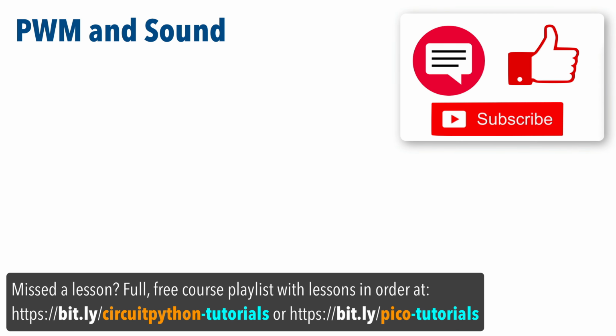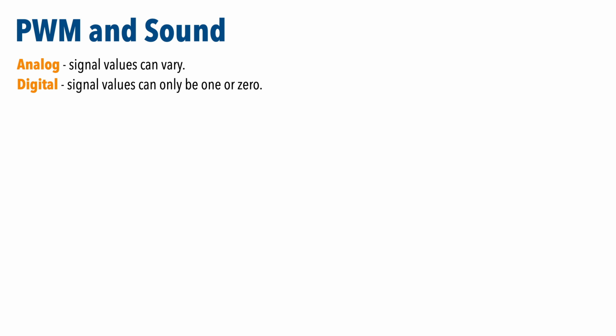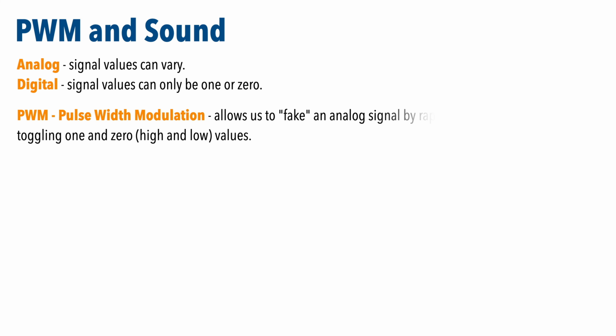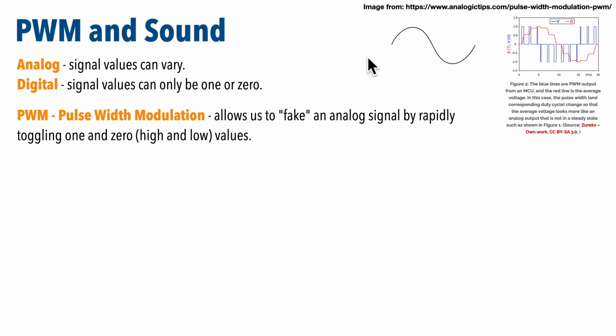Now we're going to be producing sound using PWM, and we've mentioned PWM very briefly in earlier videos, but here's a quick overview. So analog signals can vary, while digital signals can only be 1 or 0. Computing devices are really good at digital, 1s and 0s, not so much with analog. Now PWM, which is pulse width modulation, allows us to fake an analog signal by rapidly toggling 1s and 0s or high or low values, like this diagram here. The nicely curved sine wave is meant to represent an analog signal, and over here we've got an approximation of the sine wave by varying our 1 and 0 pulses.